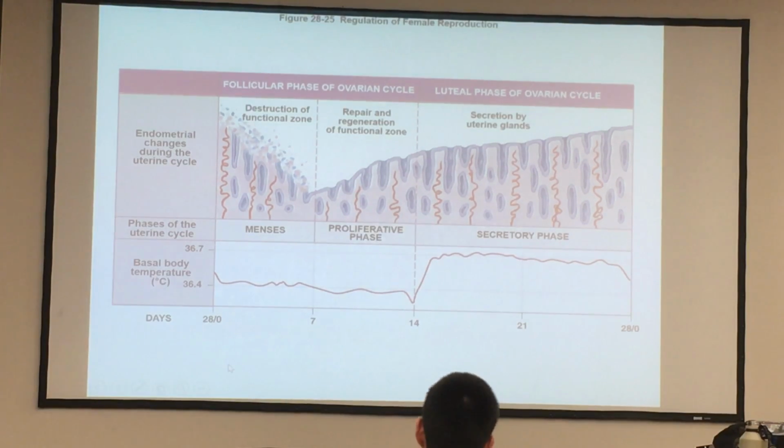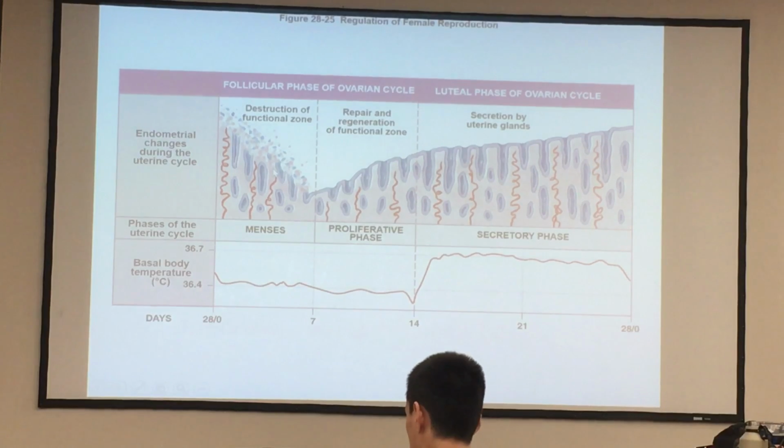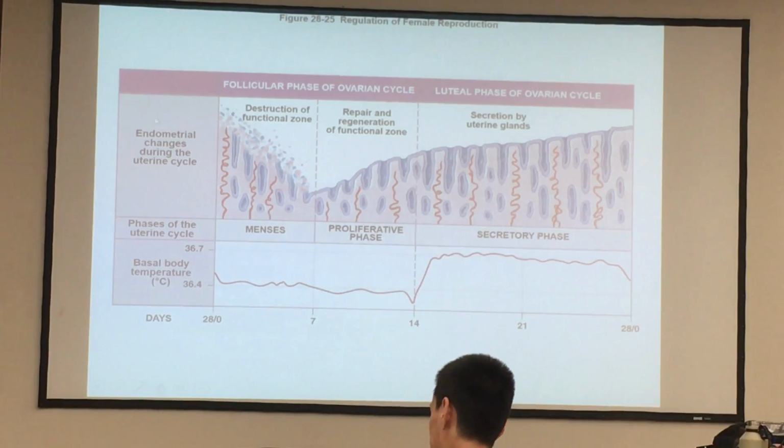If the period is 28 days, 4 weeks, the first 5 or 6 days is bleeding, we call menses. At that time, the functional zone is lost, and the blood is lost. So when you see the bleeding, it's not only blood, it's together with tissue. Okay, and then we repair it. Day 7 to day 14, it starts to build up. We call it proliferative, and it starts to restore.